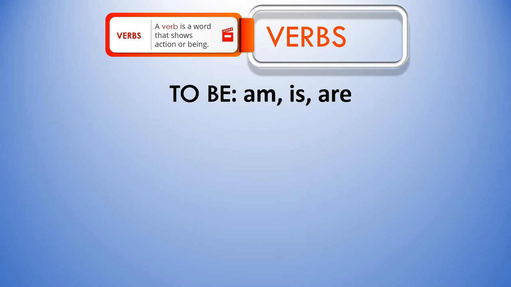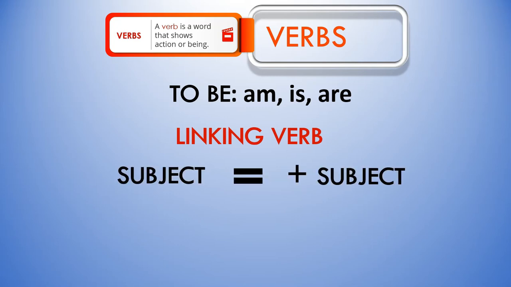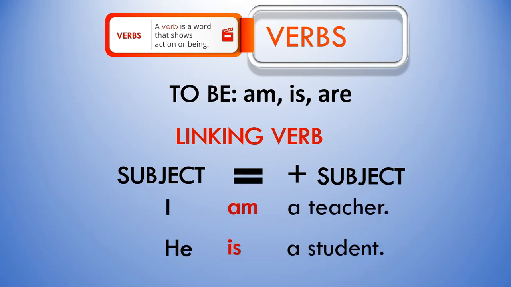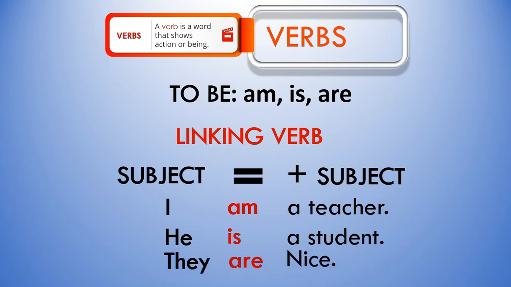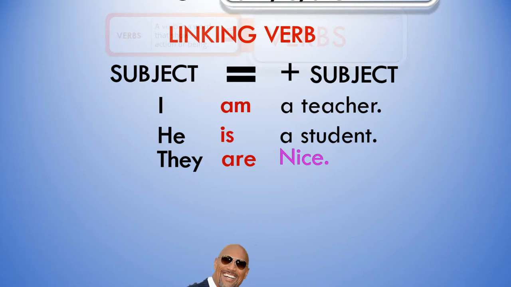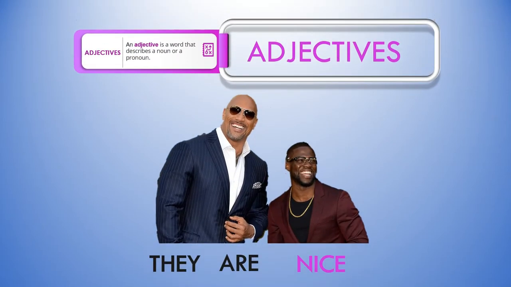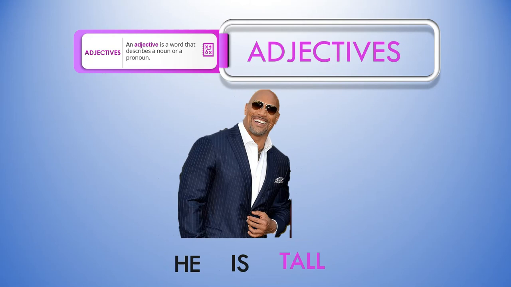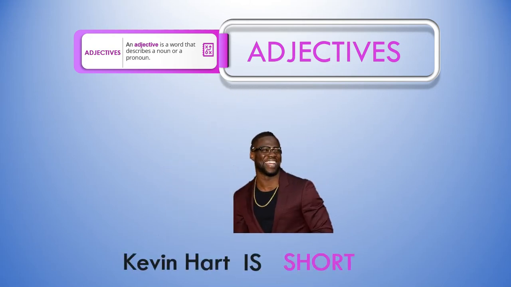Like the states and action verbs, there is a small group of verbs that are called linking verbs. Linking verbs serve as a connection between a subject and further information about that subject. The verb to be is the most common linking verb, and in this video's description, I leave a list of the others. In this last example, they are nice. The further information that we are getting is an adjective. An adjective is a word that describes a noun or a pronoun. So it is fine if you say, he is tall, or Kevin Hart is short.